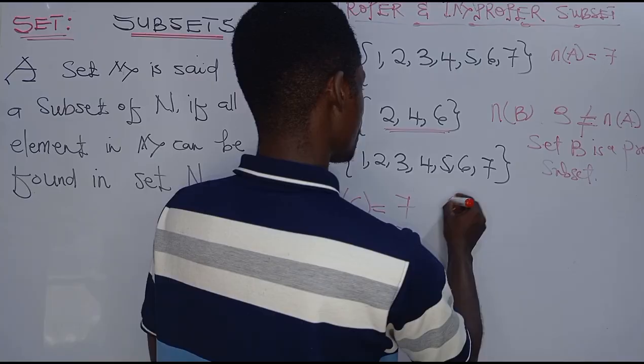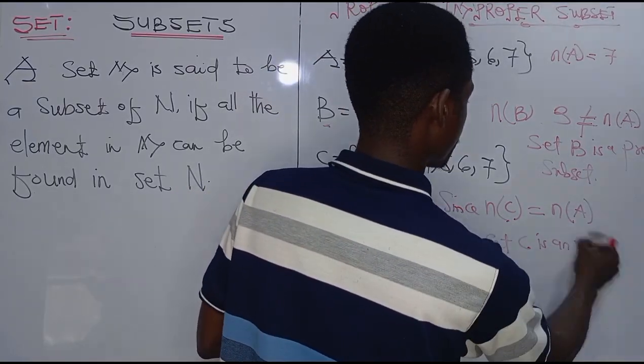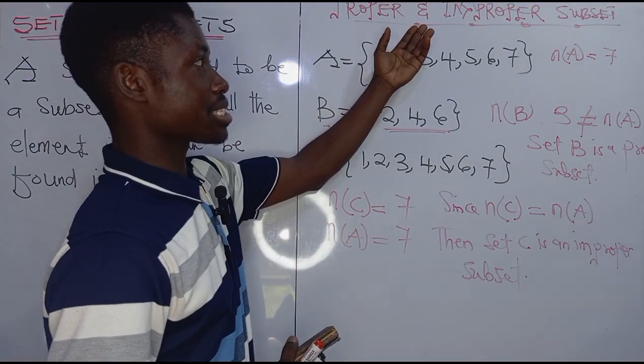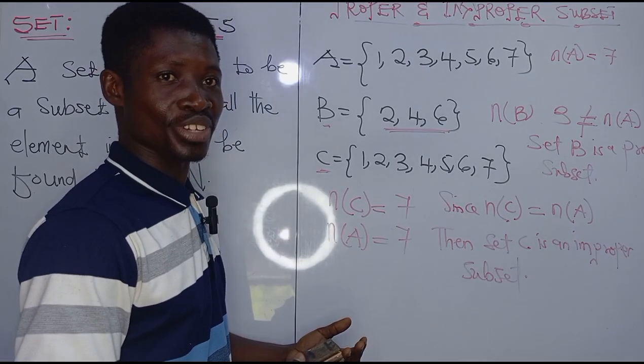So that is that for proper subset and then improper subset. I guess you are following.